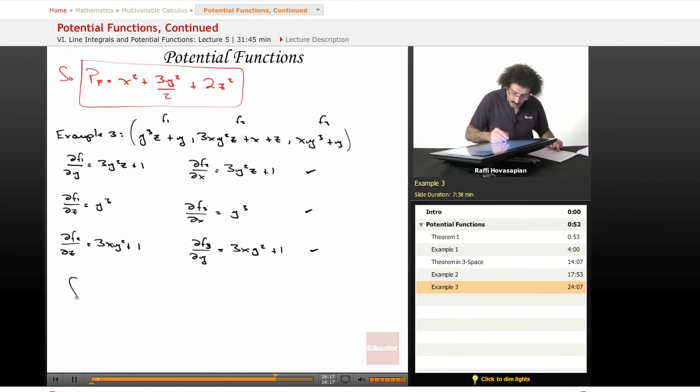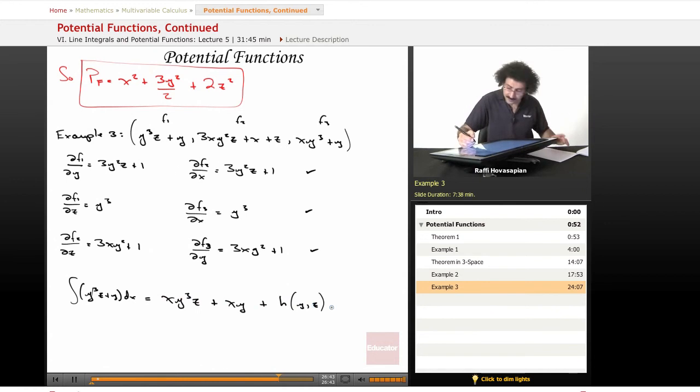This time I'm just going to write it straight. y cubed z plus y. I'm going to integrate with respect to x, and I end up with x y cubed z plus xy plus some function h, which is a function of y and z. Okay, so this is our potential function.